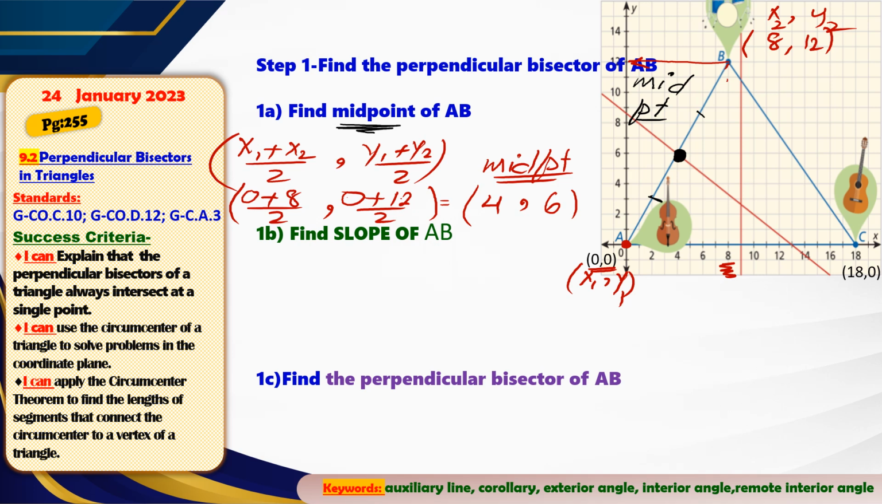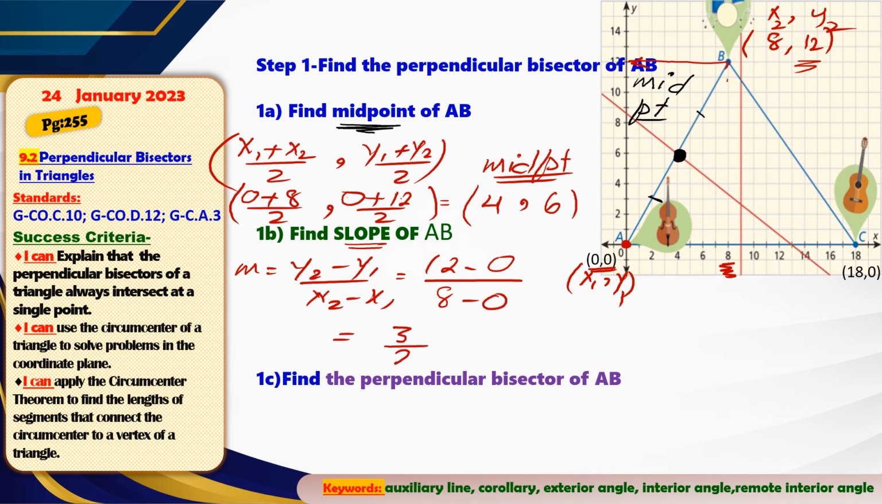Stop it over here and now do the second step. It means find the slope of AB. So what is the formula of the slope? It is y2 minus y1 over x2 minus x1. And we already know y2, it is 12. y1 is 0. x2 is 8 and x1 is 0. Write all in the calculator and you will get 3 over 2 as the slope of the actual line.